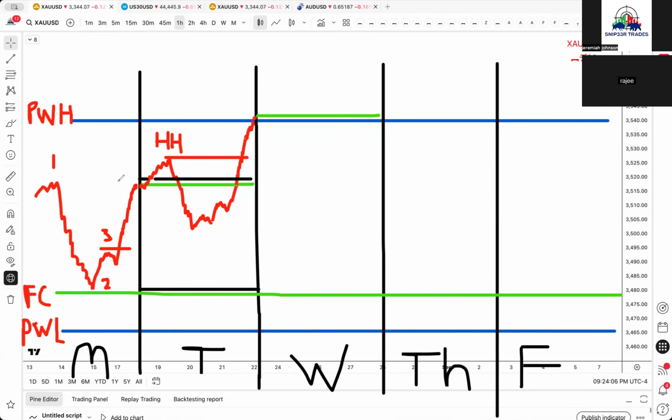Now, Wednesday can break out higher, fail to go higher, break structure, pull back, and reverse, closing underneath. Mind you, this is very important. Closing underneath Monday and Tuesday's closing price.